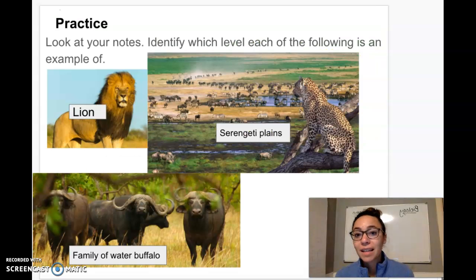Now let's take a second and do some practice questions. See if you can identify the level of organization of each of these pictures. The lion would be an individual organism, right? It's just one. The family of buffalo, we're talking about all the same species that live in an area, so that would be a population. And if we're talking about the Serengeti Plains, we're talking about all the animals, all the plants, all the non-living things, the dust, the water, the air. So this would be an ecosystem, Serengeti Plains.